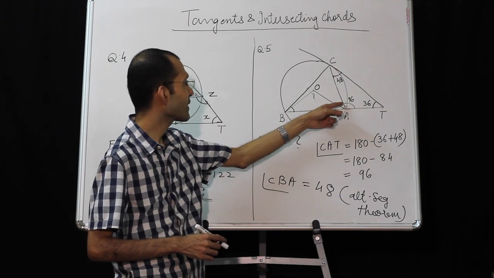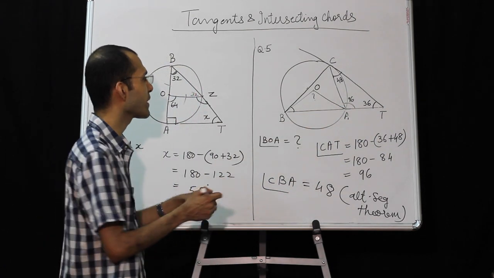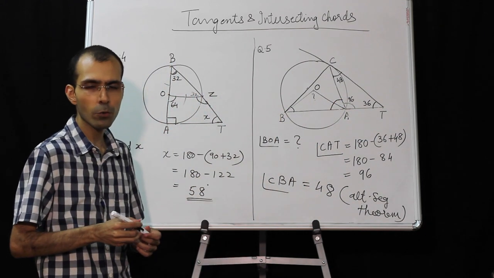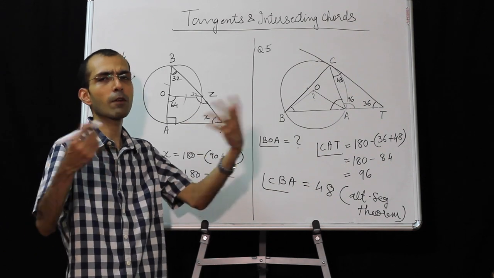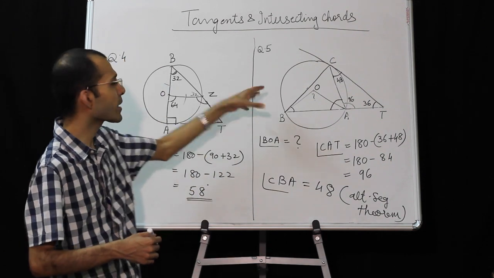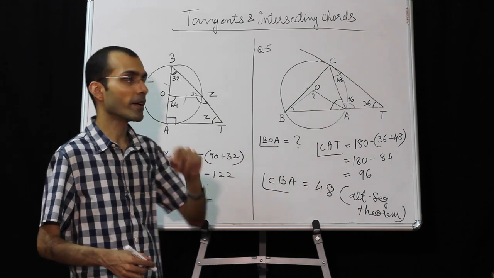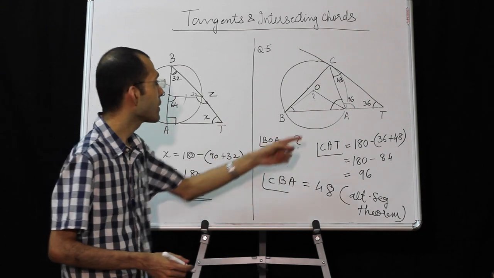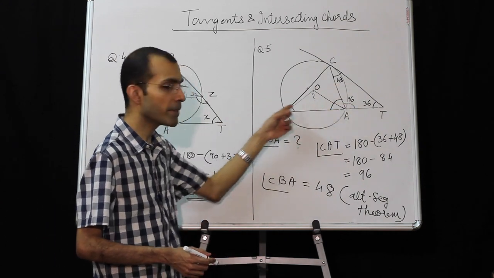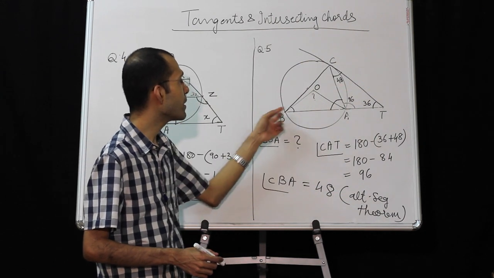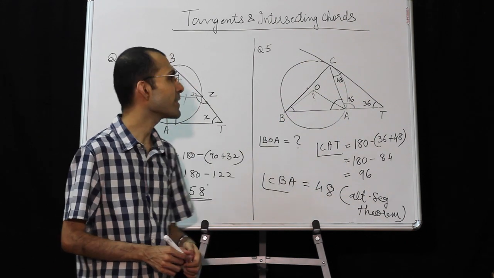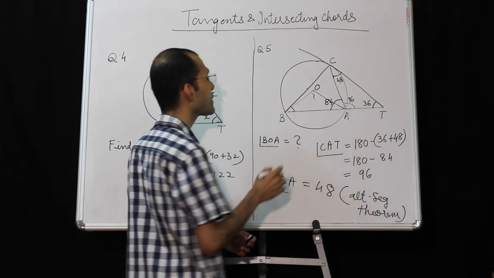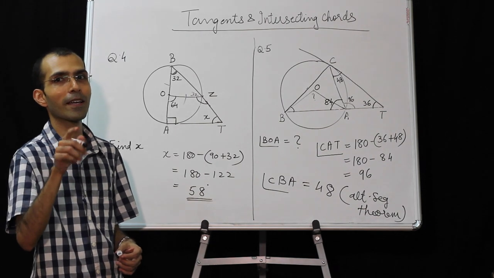This is 96. So what can be done with this 96? We can find this angle. Just go on randomly finding the angles. Use basic geometry like linear pair, sum of the angles of a triangle, whatever you can work out. Ultimate target is BOA. So certain problems are not too direct and easy. So we'll have to work out many angles. Angle CAB. Angle CAB will be how much? 180 minus 96. That works out to be 84. The reason for this will be linear pair.